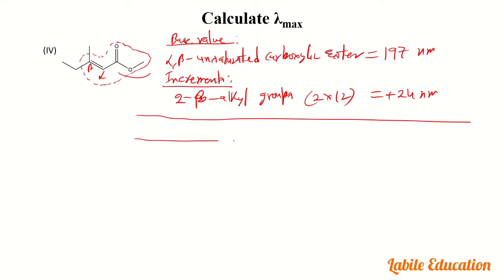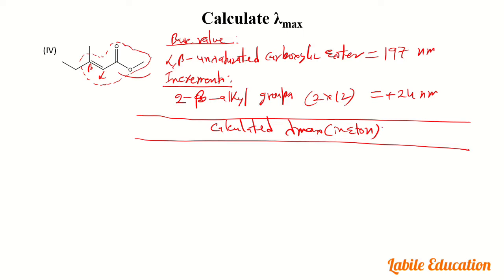So here we can sum up as a calculated lambda max, and that is in ethanol. We are mentioning it here as the solvent because you may be asked to calculate lambda max in different solvents. So these values are for the ethanol. So this 11, this 12, and this one, 221 nanometer again. So this will be the lambda max calculated.